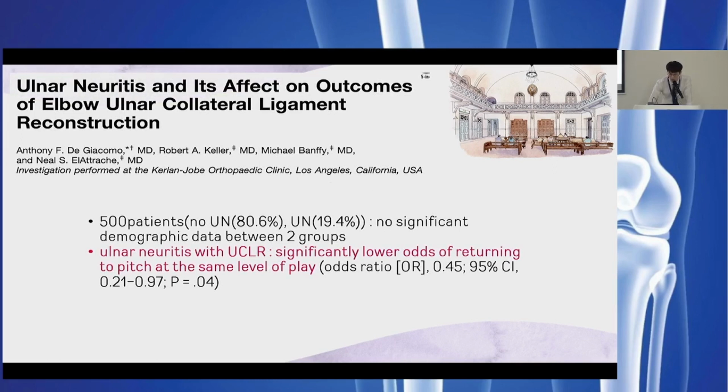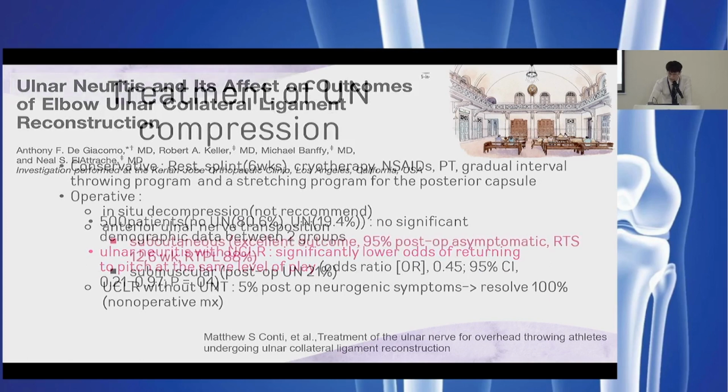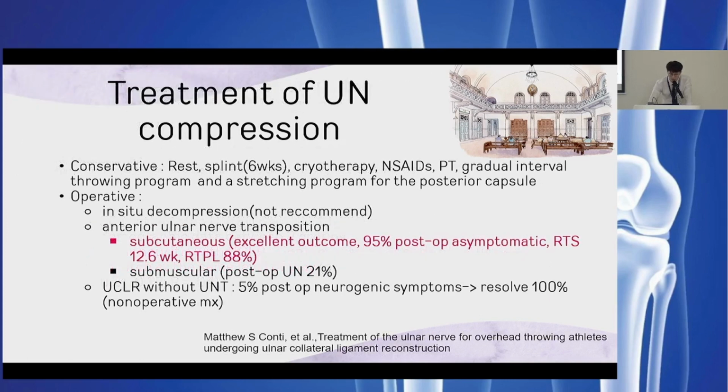There are studies comparing ulnar nerve neuropathy and non-ulnar nerve neuropathy after UCL reconstruction. UCL reconstruction with ulnar nerve symptoms has a significantly lower return to pitch at the same level of play. For treatment of the ulnar nerve, we suggest conservative treatment in patients with clinical ulnar nerve neuropathy alone. But if you have clinical UCL tear that needs surgery, we suggest ulnar nerve anterior transposition with the subcutaneous technique, which has excellent outcomes: about 95% postoperative asymptomatic, return to sport at 12 weeks, and return to previous play at 88%.